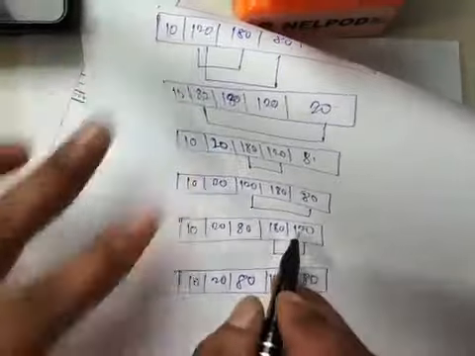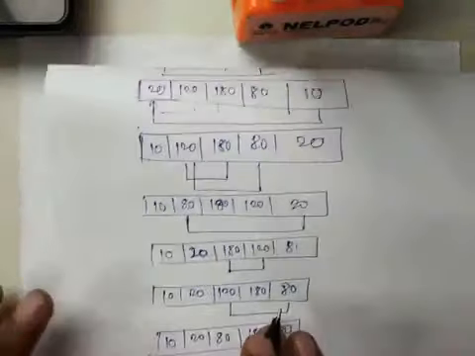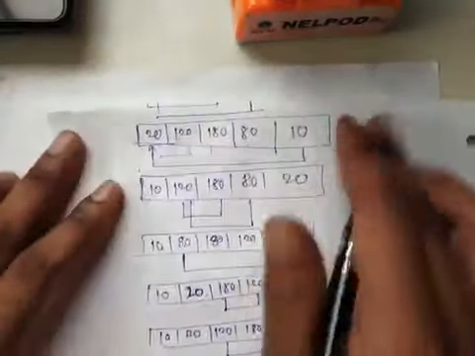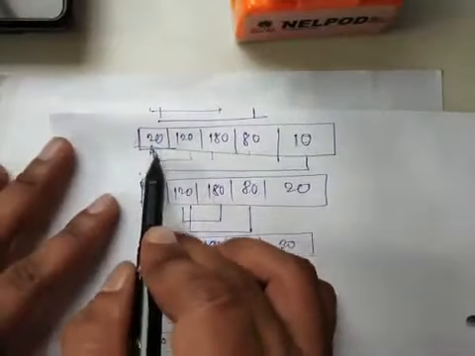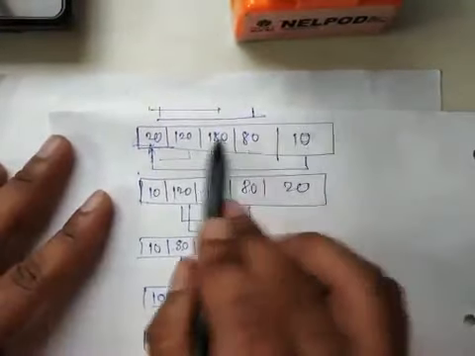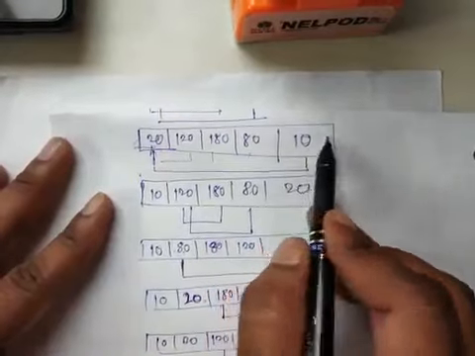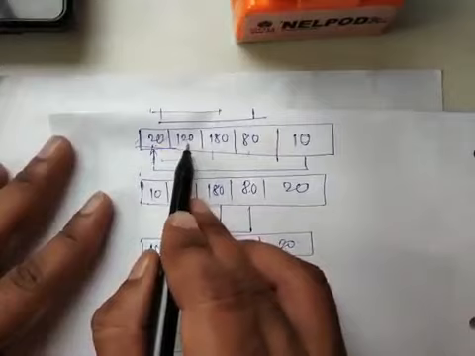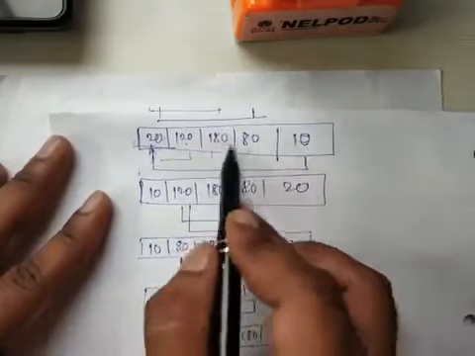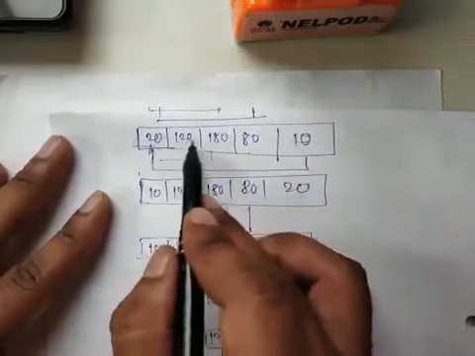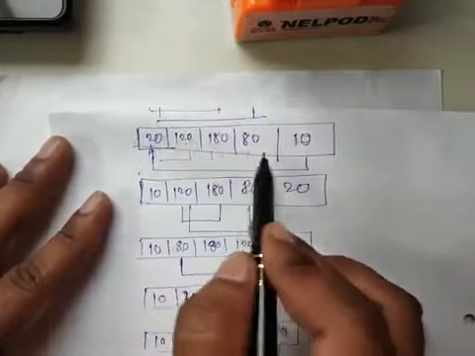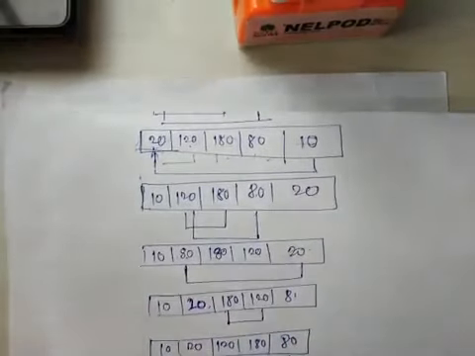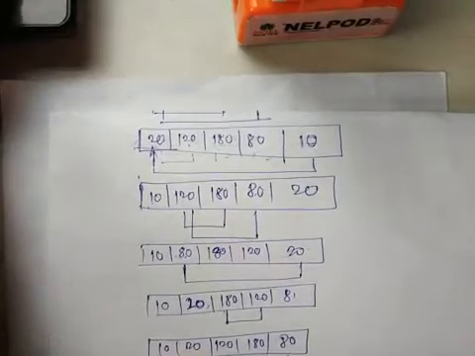In this way, selection sort works. In selection sort, first we compare the 0th index element with the others, and whatever smallest element we find, we swap it with the 0th index element. Then we compare the next index element with the others, and whatever smallest element we find, we swap it. Then third, then fourth, and so on. In this way, selection sort works.